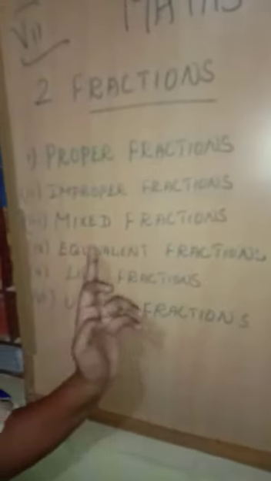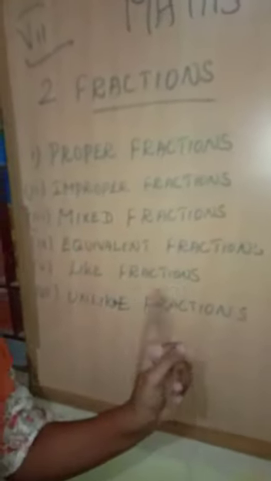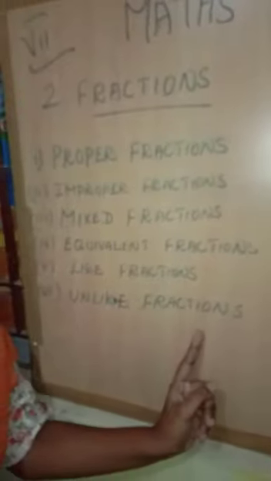In previous classes we have seen what is a fraction and some types of fractions. In the previous class we have seen about proper fractions, improper fractions, mixed fractions and equivalent fractions. In this class we are going to see about like fractions and unlike fractions. Here I have given examples for like fractions and unlike fractions.